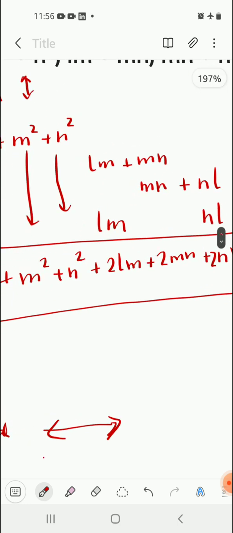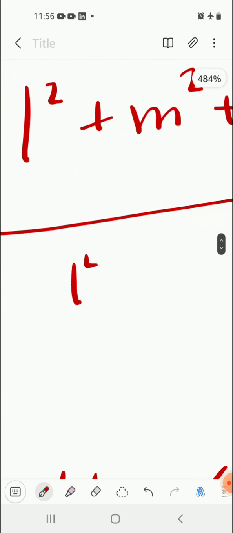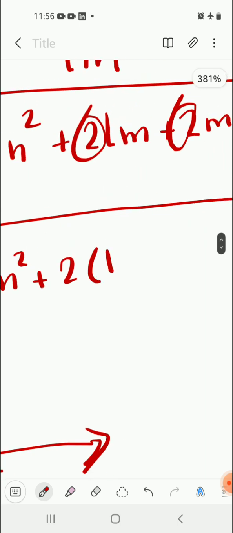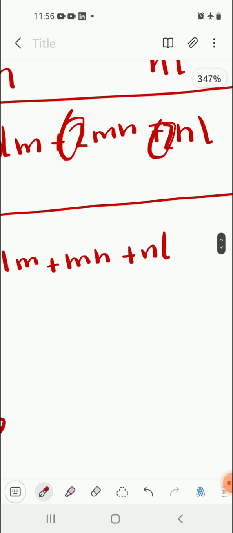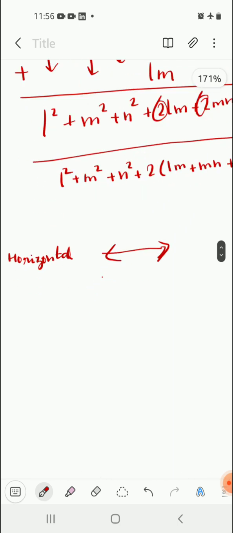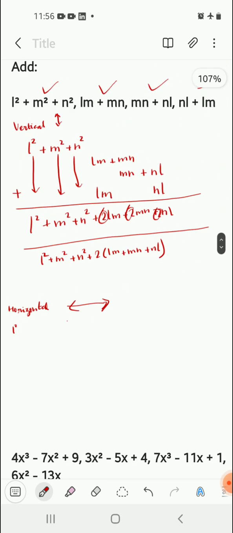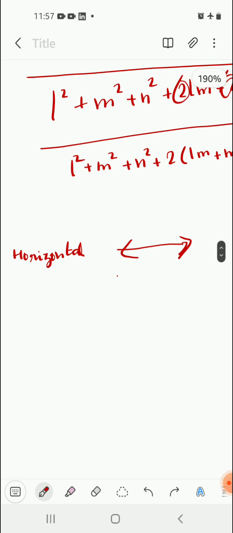Now see, in these expressions, 2 is common. So what we can do is write it in this manner: L square plus m square plus n square, plus, take 2 as common from each case and write it within brackets, Lm plus Mn plus Nl, whatever we are left with. So this is done. The same thing we can do in the horizontal method. For that, we have to simply write the question as it is. So the first term that we have is L square, m square and n square. Let's use a different color.